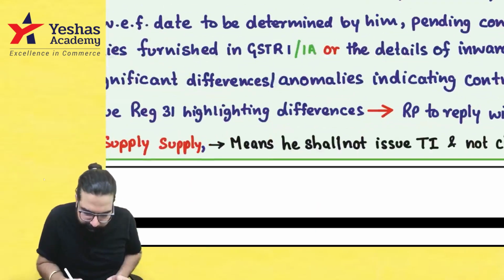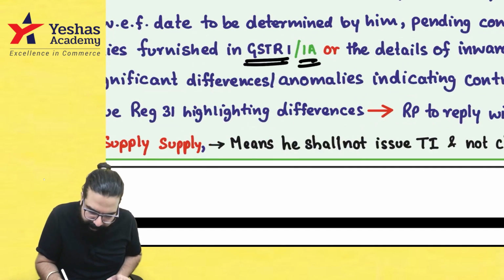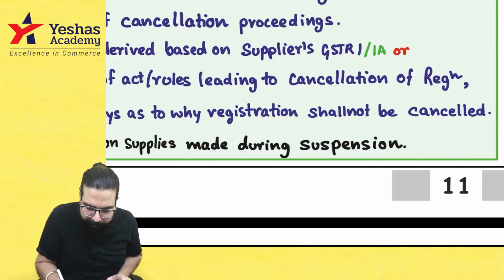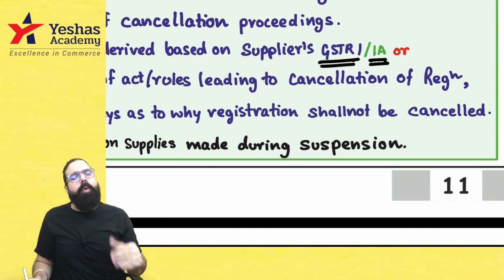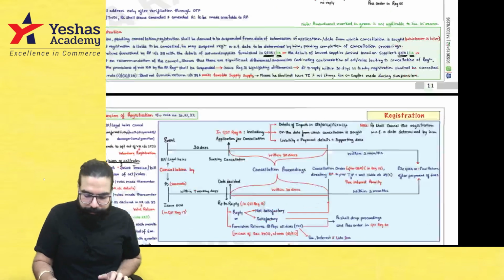Third line, you used to see GSTR 1. After that, 1A has been added. There is the amendment. After GSTR1, 1A has been added. Wherever you write GSTR1, you have to add the word 1A. What is GSTR1A? That I will tell you.